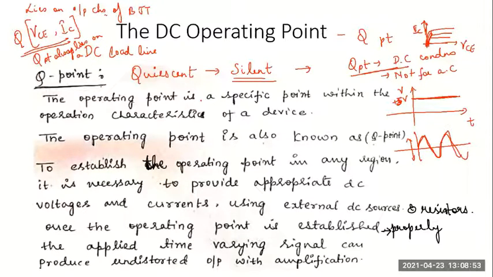Remember all this. So operating point is a specific point on the output characteristics of a transistor. It is also known as Q point or quiescent point. To establish this operating point in a particular region, it's necessary to provide appropriate DC voltages and currents. So by saying we are fixing the Q point, we are fixing the collector emitter voltage and the collector current. Okay. And to do that, we will use the DC power supplies along with a set of resistors.